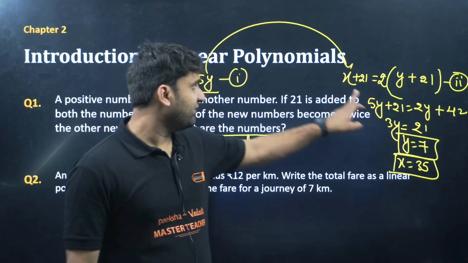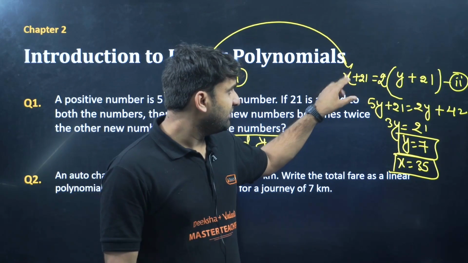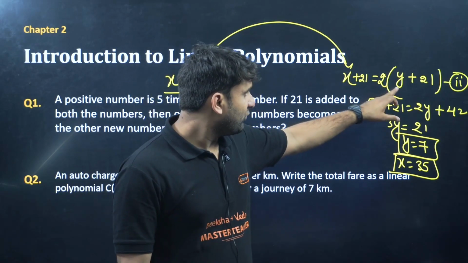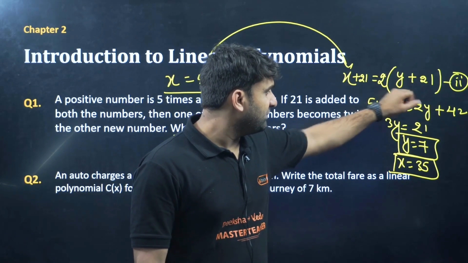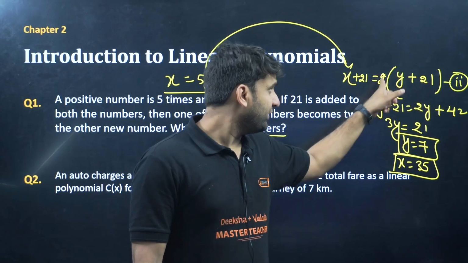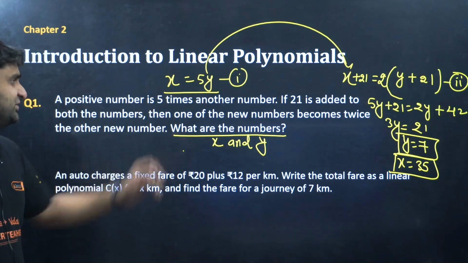If you put here 35 plus 21 will be what? This will be 56, right? And put here y. So 21 plus 7 is 28, and 28 plus 28 is 56. So satisfying the values. So this is really important.